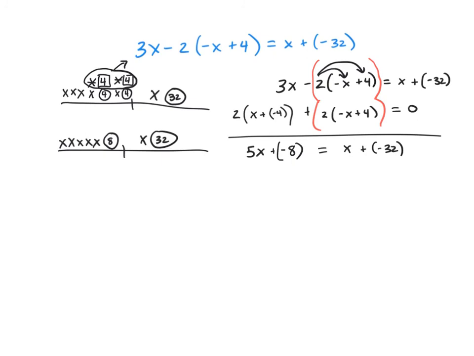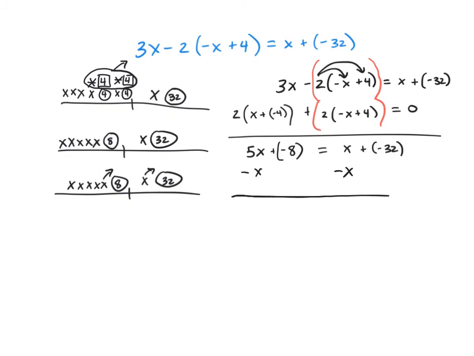I think the next thing that I'm going to do is take an x away from both sides. So let me show taking an x away from the left side and from the right side. And then over on the algebra portion, we're taking an x away from both sides. And of course, subtracting an x on the left is the same thing as subtracting an x on the right. So we're left with 4x plus -8 equals -32.